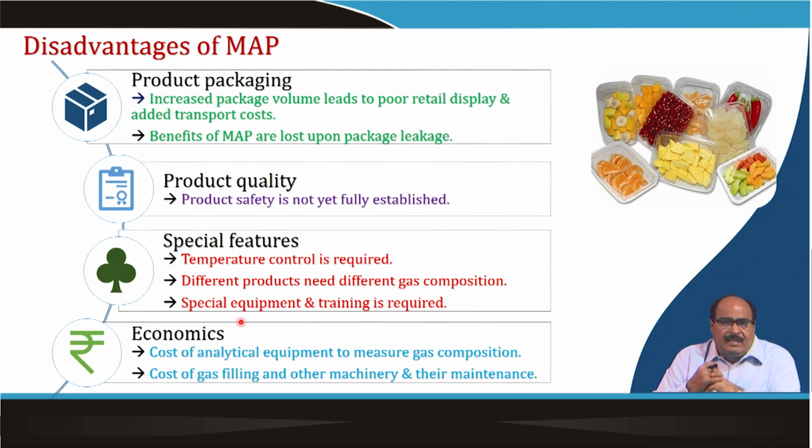Then product quality, that is, product safety is not yet fully established in the case of modified atmosphere, because no heat is applied and the participating microorganisms, if there are any, may act. So, the safety is again not fully established. Then temperature control is required, and different products need different gas compositions, which becomes a complicated matter, that is, at one time only one specific commodity can be stored, and special equipment and training is required.